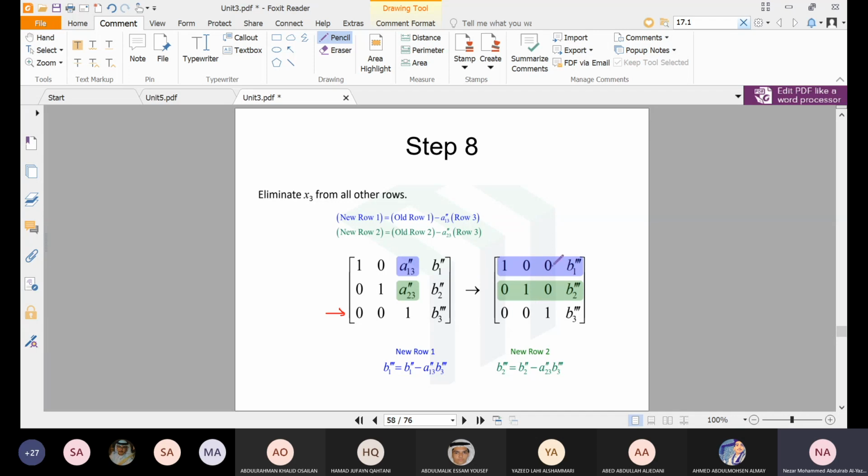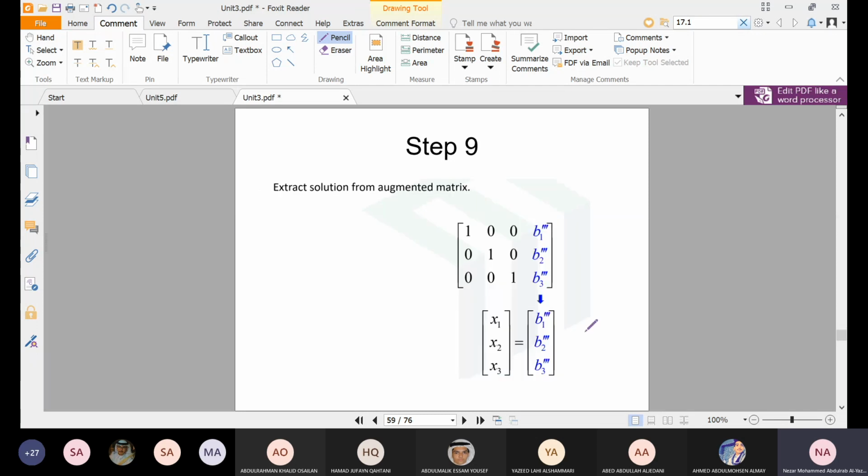So as a result, we get this matrix now. We do normalization for the diagonal element and elimination for the off-diagonal coefficients. As a result, we get an identity matrix here. So it is easy, we can type here x1 equals b1 double prime, x2 equals b2 triple prime, and here I have x3 equals b3 triple prime. So no need for back substitution. This will be the solution.